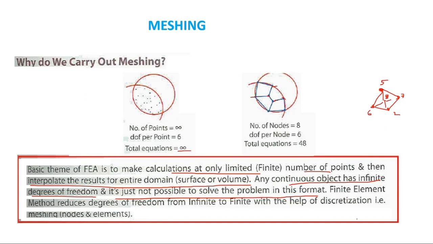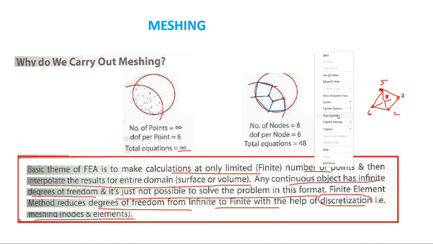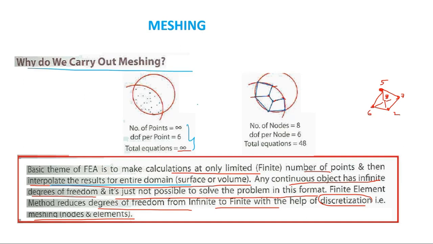So the finite element method reduces the degrees of freedom from infinite to finite with the help of discretization. That's what I told. Discretization means meshing, nodes and elements. That's why we are doing meshing. We just want to discretize the element, so that we can make calculations only at a few nodes, and then interpolate those nodes to the entire domain. That's how we can get somewhat realistic results that are practically possible. Otherwise, with an infinite number of joints, it's not possible to solve it. That's the main reason why we carry out meshing.